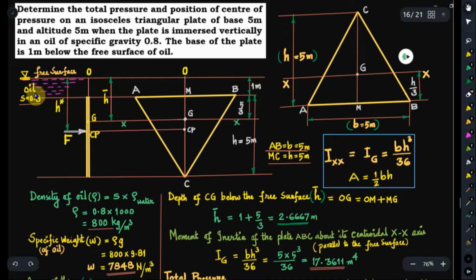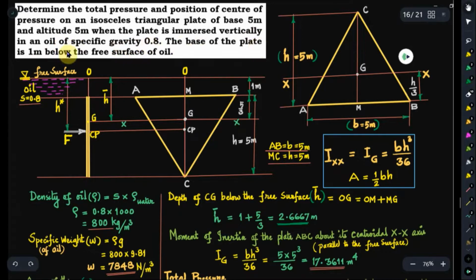Welcome to the discussion on a numerical problem from the topic total pressure and center of pressure. Here we are considering a vertically immersed lamina. Question is this: determine the total pressure and position of center of pressure on an isosceles triangular plate of base 5 meter and altitude 5 meter when the plate is immersed vertically in an oil of specific gravity 0.8.